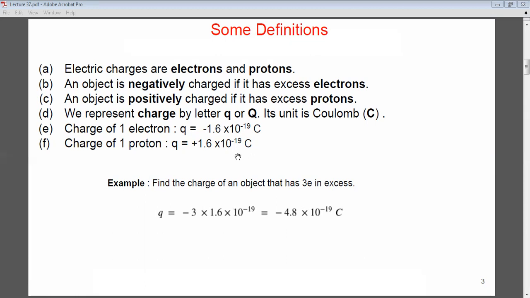Now, for example, if I give you an object and I say, find the charge of an object that has 3 electrons in excess. We will say Q is equal to the charge of an electron, minus 1.6 times 10 power minus 19, times 3. This will give me minus 4.8 times 10 power minus 19. So I multiply 3 by the charge of one electron to get the charge of an object that has 3 electrons in excess.